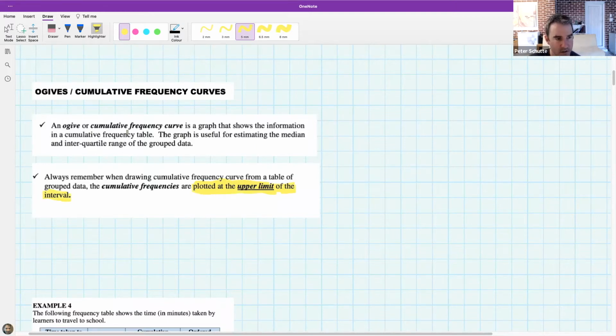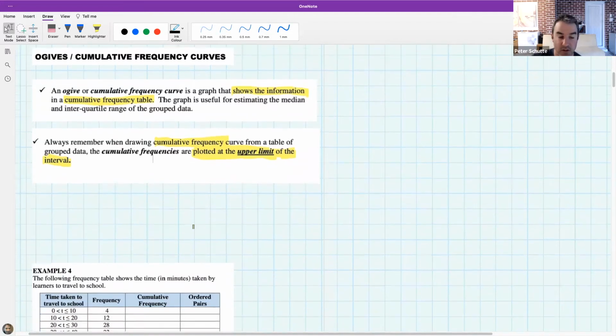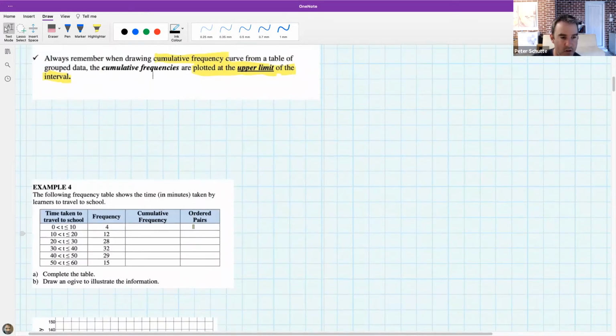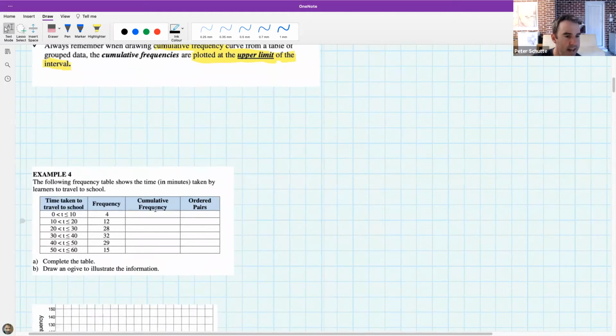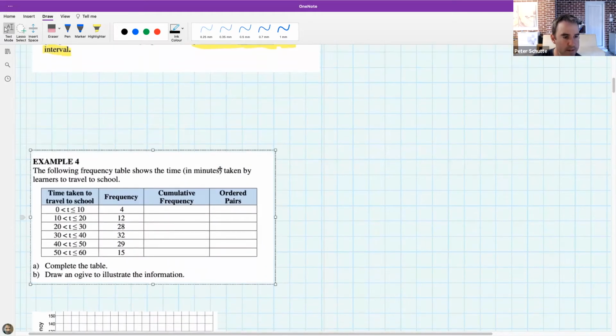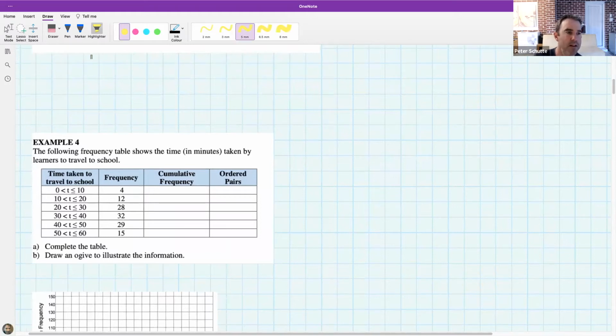An ogive is a curve that shows the information in a cumulative frequency table, and the graph is useful for estimating the median and interquartile range of group data. We'll get to that later. The main difference that I want to focus on is you need the cumulative frequency and you use the upper limit of the interval. So I'm going to take a question in a moment because I see a student has a hand up. But while I take that question, can you please fill out for me the cumulative frequency column of this table?